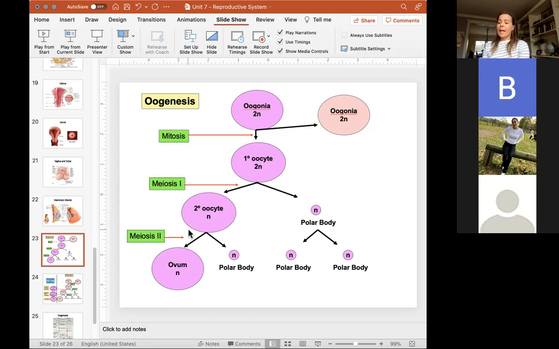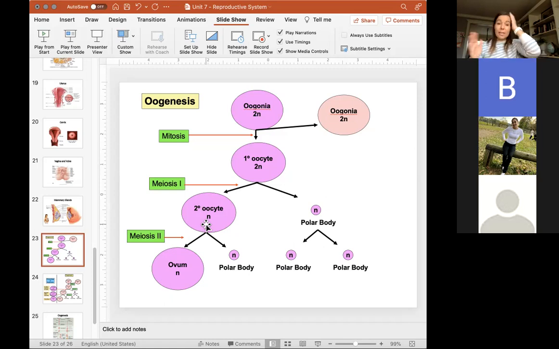So at this point now, we have a Graafian follicle. So it's a secondary oocyte that is within the follicle. And remember, this is now the follicle that has a fluid-filled cavity. It's called a Graafian follicle. And with ovulation, it will rupture to release the secondary oocyte that is inside of it.